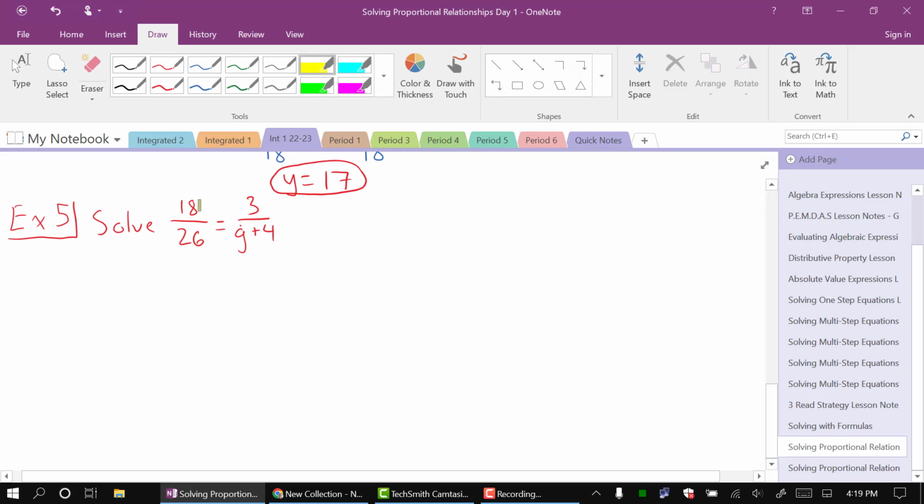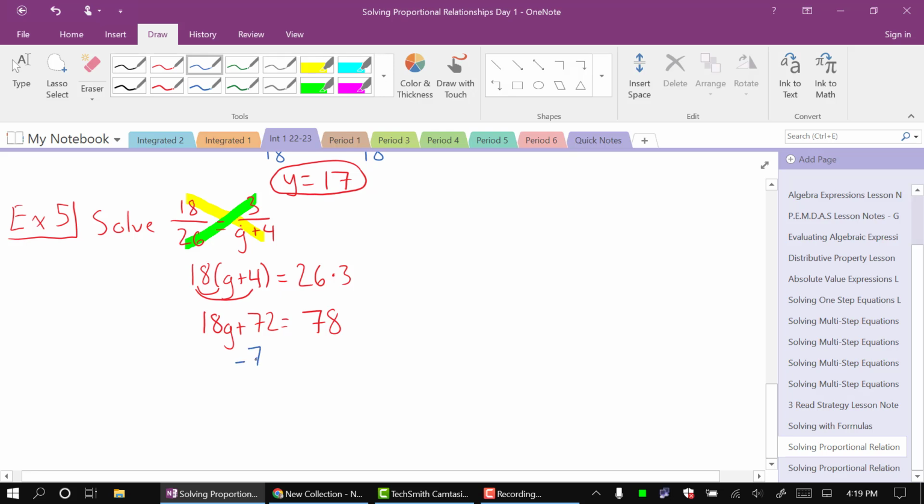So I'm going to cross multiply the 18 and the g plus 4, and I'm going to cross multiply the 26 times the 3. So this gives me 18 times the quantity g plus 4, and that equals 26 times 3. So just like in the previous problem, we need to distribute that 18 in. So 18 times g, 18 times 4. So that gives me 18g plus 72 equals 26 times 3 is 78.